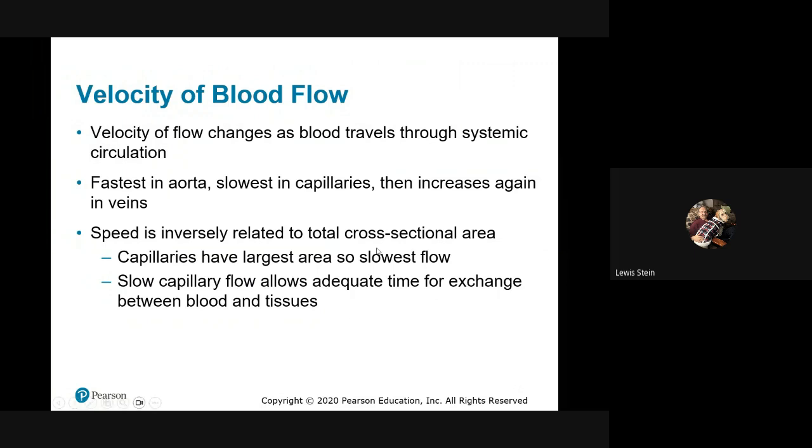So this is the whole idea. We understand it's faster in the aorta and slower in the capillaries. And so it's all about, as they get smaller and smaller, as you would imagine, the flow slows down. And once they get through the narrowest portion where the exchange takes place, by design slow, the capillary beds, then as the vessels start to get larger into venules and then veins, the flow accelerates. And the capillaries have the largest area when you look at the aggregate total cross-sectional area of all the capillaries. And so it's all about adequate time.